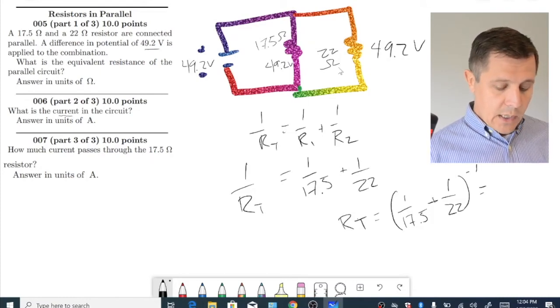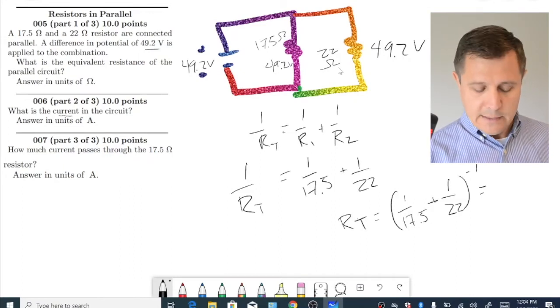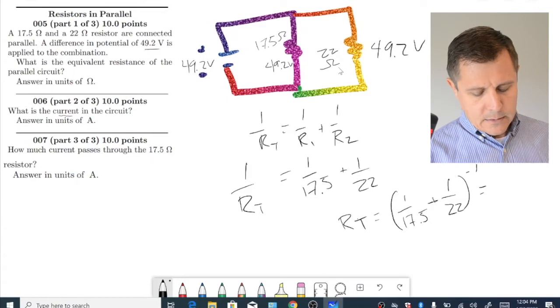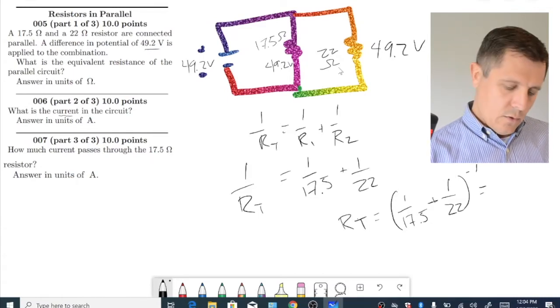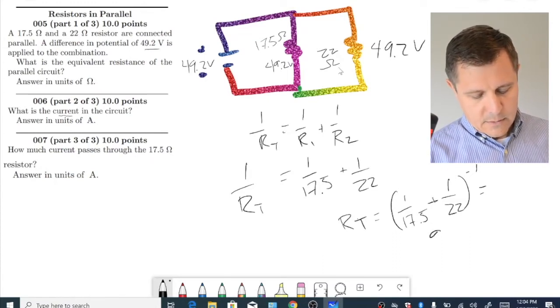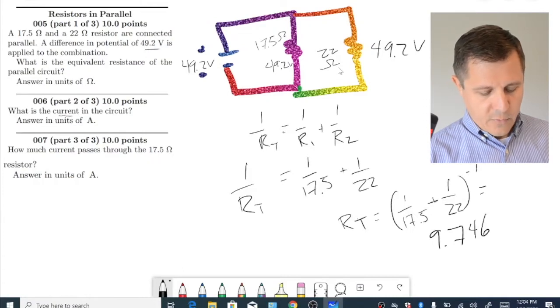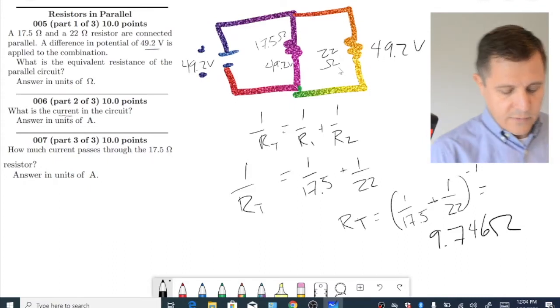I plug and chug, and I'm going to get a number that's like 9 point something. Let's see what we get. 9.78, something along those lines. Slowly, slowly, we're getting it. Let's see. 9.746. So that's the answer to number 5. There's your equivalent resistance for the whole circuit.